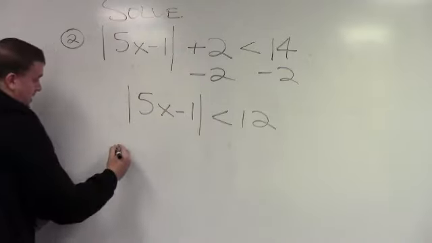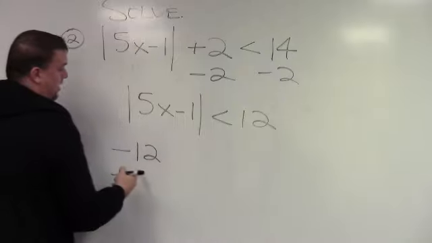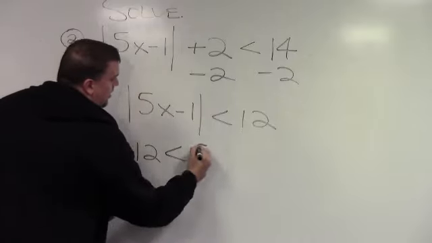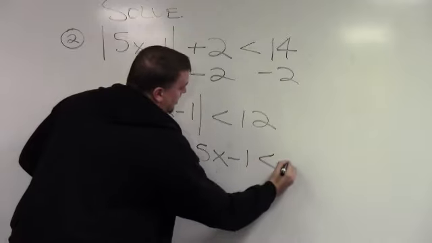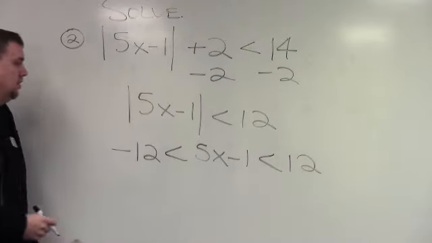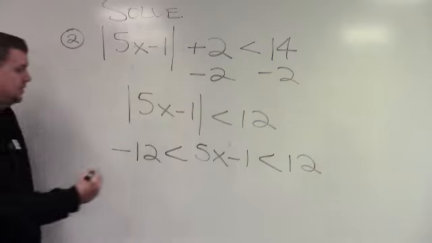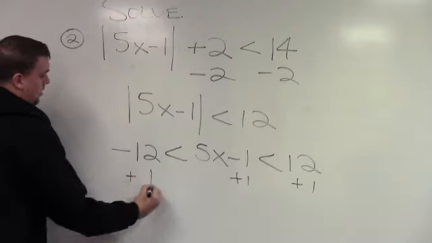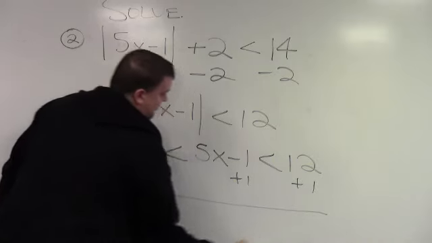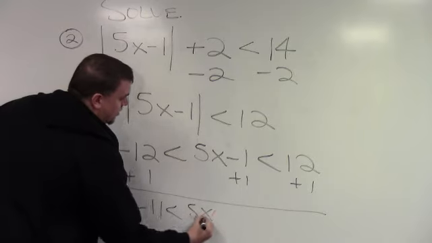So the setup for an and statement is you take the opposite of the number on the other side, so negative 12. The part that's in the absolute value gets put in the middle, and then we have this less than 12 over here. From here, our goal is to get x by itself in the middle, so what do we have to move now? 1. That's our first step. We're going to add 1 to all sides. That's going to leave us with negative 11, less than 5x.